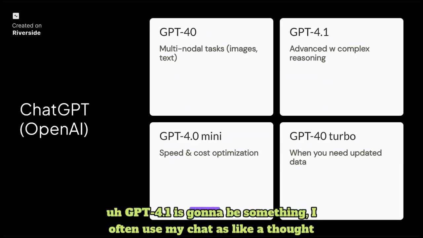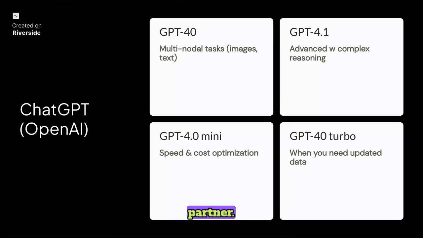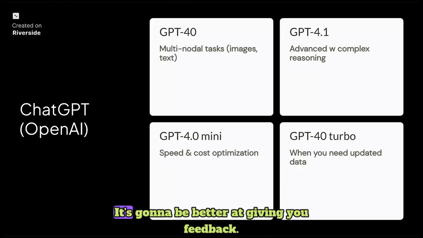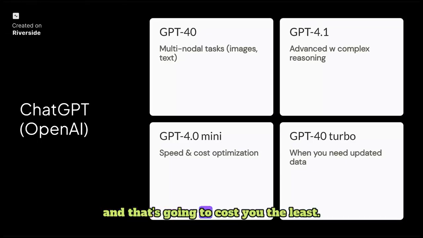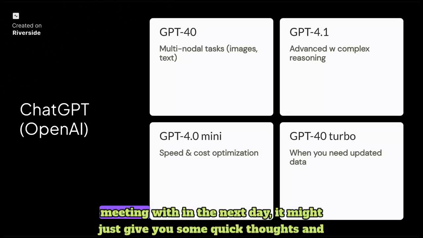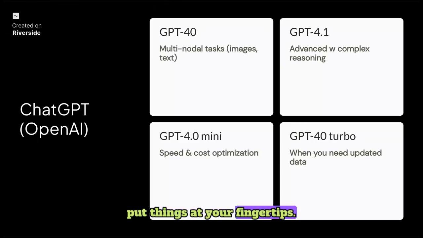GPT-4.1 is something I often use my chat as like a thought partner. So, hey, I want to think through how to solve this problem. It's going to be better at giving you feedback. And then the mini is great for quick research, and that's going to cost you the least. For example, if you're using it to just do research on someone you have a meeting with in the next day, it might just give you some quick thoughts and put things at your fingertips.